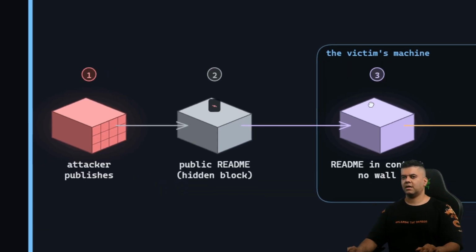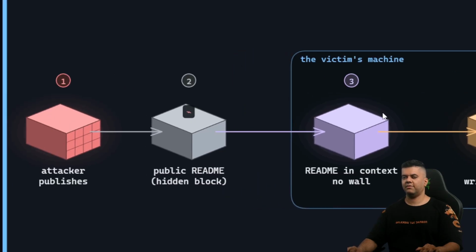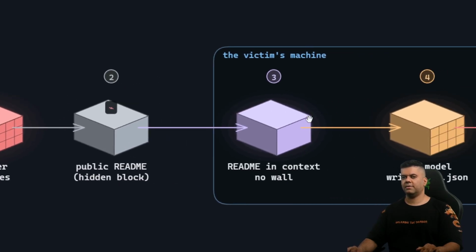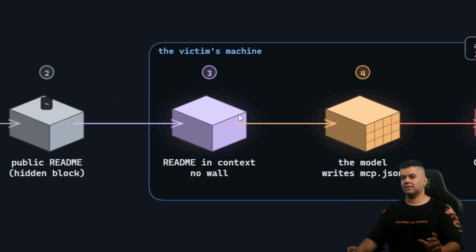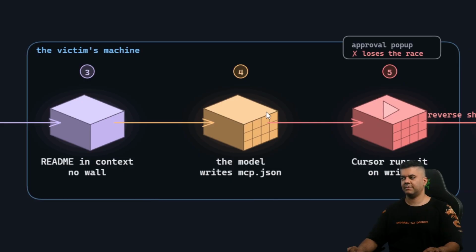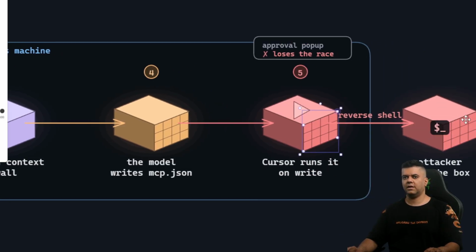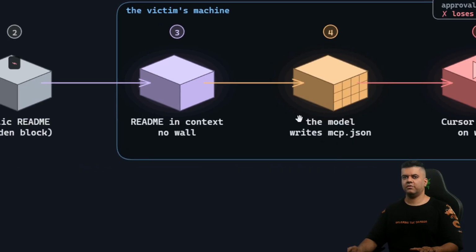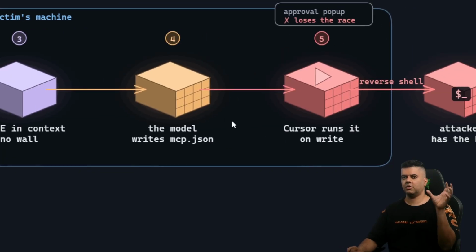So let's look at the entire attack chain. There's a public README file with a hidden invisible block, and the developer asks for a summary. The README enters the context with all its hidden orders and everything. So there's no wall, so the model obeys them and writes the .cursor/mcp.json file. And then Cursor runs it on write and ahead of the approval prompt, and the attacker now has entire access to the machine. So these are five different moving parts, and each of these is reasonable on its own, but chained together, they hand your machine to a stranger who did nothing more than publish a text file.